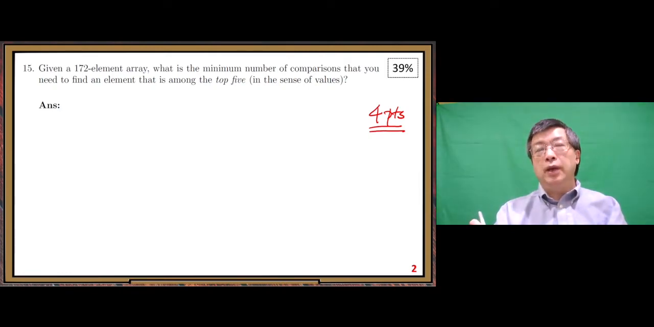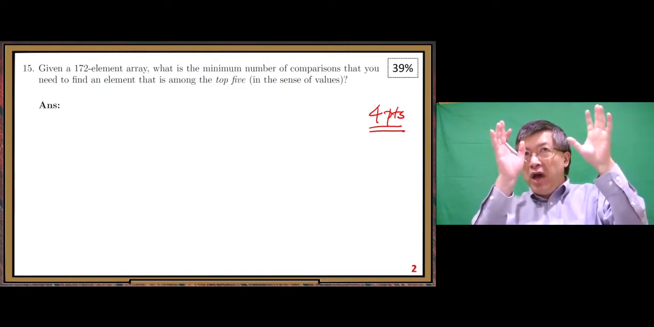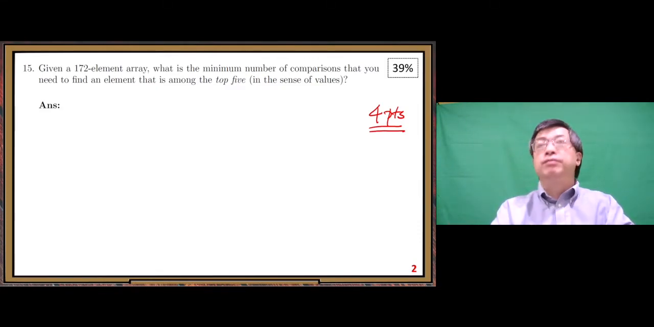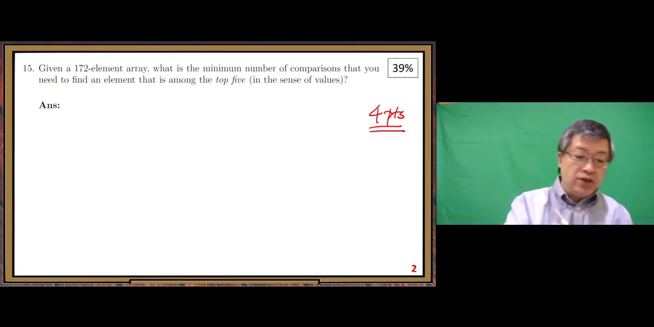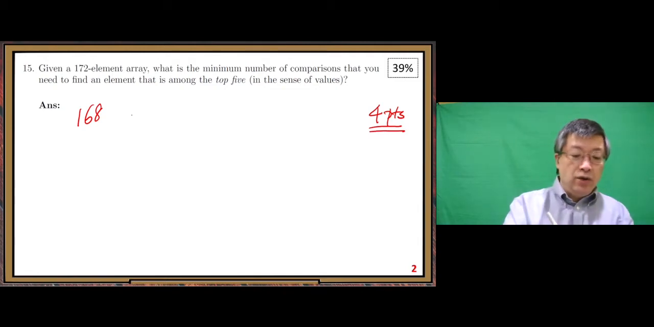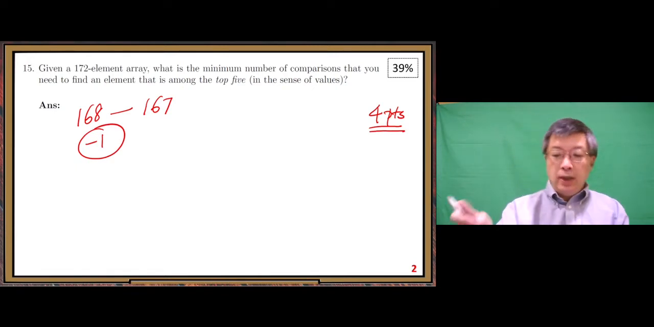But I give a lot of partial credit. Based on your answer, how close it is to the real answer, usually I give some partial credit. Here, some students only lost 1 point, because some students gave me the answer 168. This is just one away from the real answer, 167. In that case, I take away 1 point. Partial credit. All right.